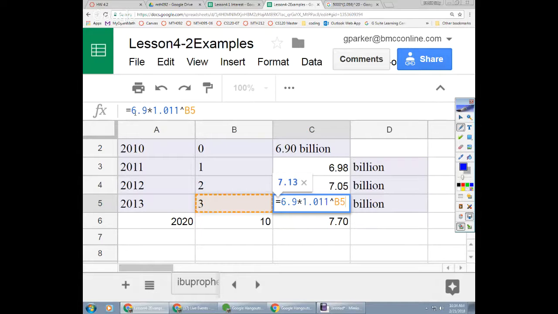It's the same formula every time. Starting at 6.9 billion, we multiply by 101.1%, raised to the power of however much time has gone by. Any problems getting the calculator to do that? Or your spreadsheet? No? Okay. Cool.